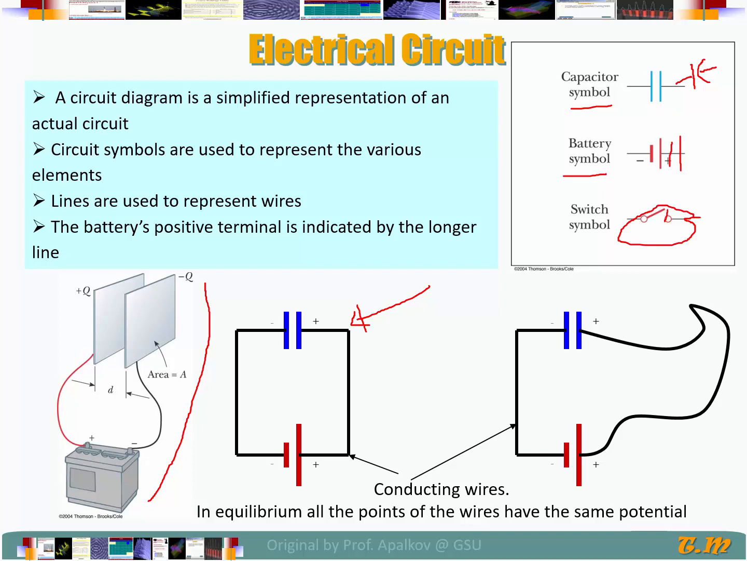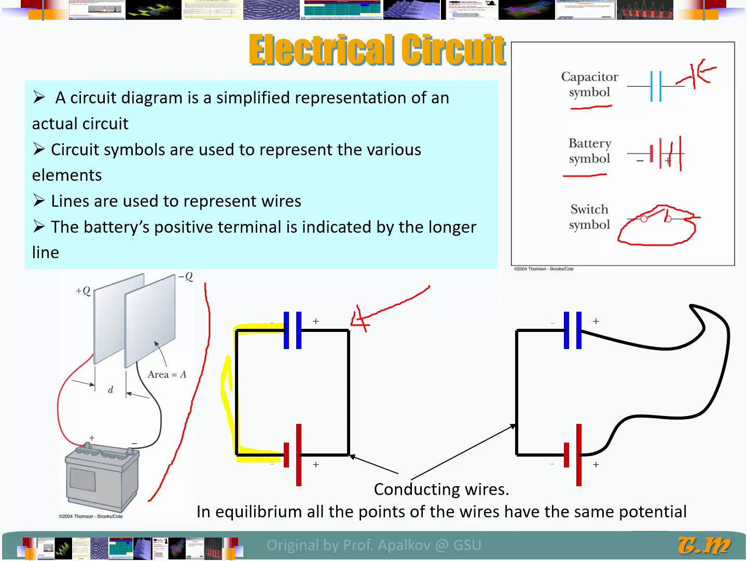The wires, when we have wires in an electrical circuit, under static conditions, those wires are going to be at the same voltage or the same electrical potential. So for example, here what I highlighted in yellow, all of them are going to have the same electrical potential.